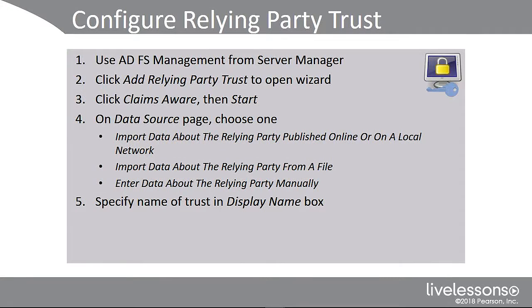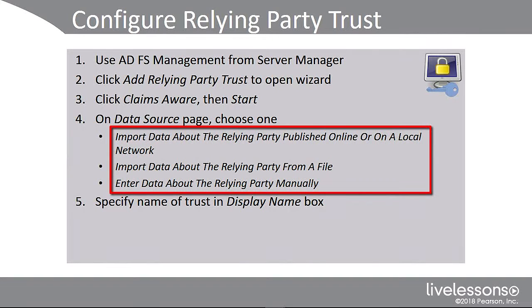In addition, we need to complete step 2, which is configuring the relying party trust. Again, we'll jump into ADFS management. We'll click Add Relying Party Trust. This time we're going to click the Add Relying Party Trust to open up a wizard. We're going to click Claims Aware, then click the Start option.